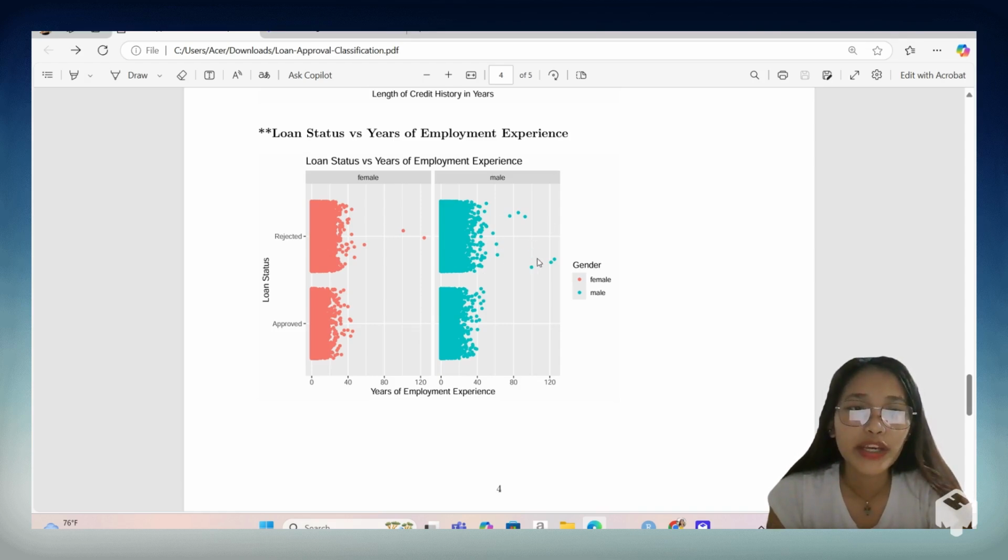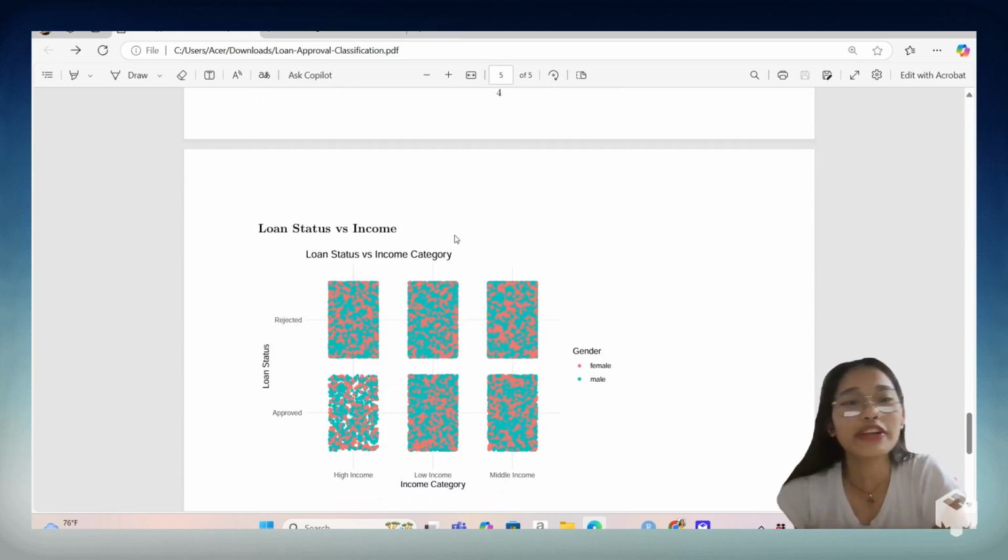Okay, so here we can see that even if there is long experience of employment, that applicant still got rejected, maybe because there is some other part of the criteria that he or she missed, or the loan approval is just really strict in its criteria. So next we have the loan status versus income.